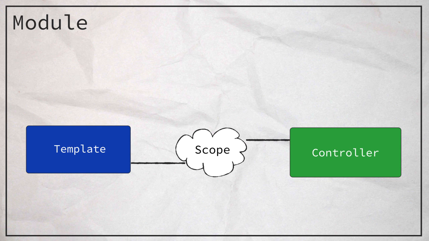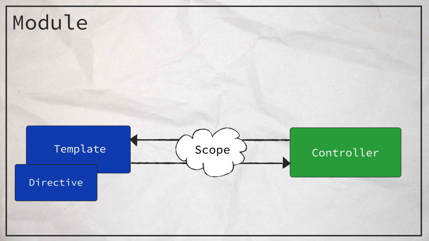When a user interacts with the template and changes some of the data, the scope watches for this change and updates the controller. On the flip side, if the data changes in the controller, then the template is updated. Directives are markers on a template that tells the Angular HTML compiler to attach special behavior to a DOM element.